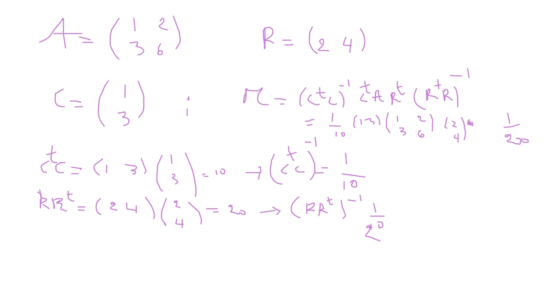So let's see what we have. First of all, let me write this equation here. So I have 1 over 200, and when you multiply 1, 3 by 1, 3, you get 10, and the 1, 3 by the 2, 6, you get 2 plus 18, so 20. And multiplied by 2, 4. So at the end of the day, how much, guys? I have 100, because I have 10 times 2 plus 20 times 4 over 200, which is 1 half.